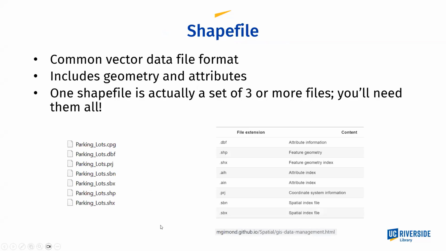So when you download spatial data in a vector format, a lot of times it's going to be called a shapefile. That's a very common vector data file format. It includes both the geometry and attributes for your layer of information. And the one thing that can trip you up is that when you download a shapefile, say from a geoportal, it'll be in a zip file.